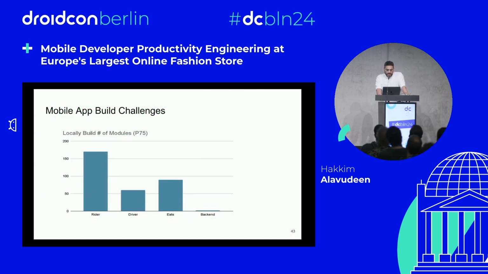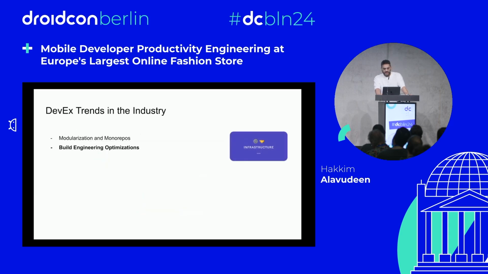To illustrate this in a more data-driven way, if you're looking at backend build targets, it's typically very, very small, like maybe 5 or 10. But you can see for Uber's rider app, it's close to 150. So that's the challenge.